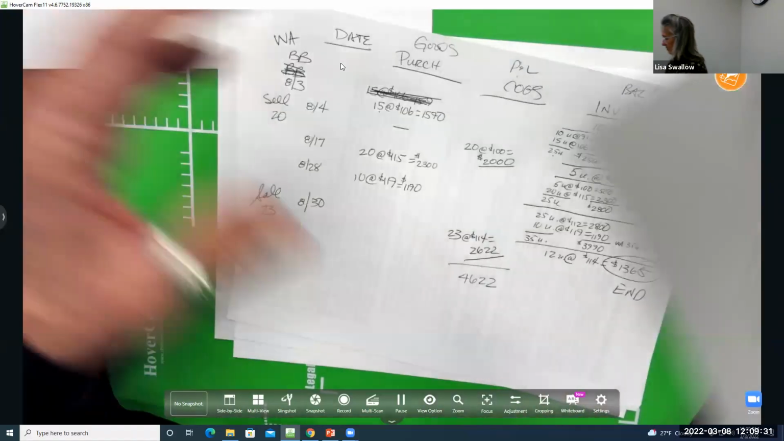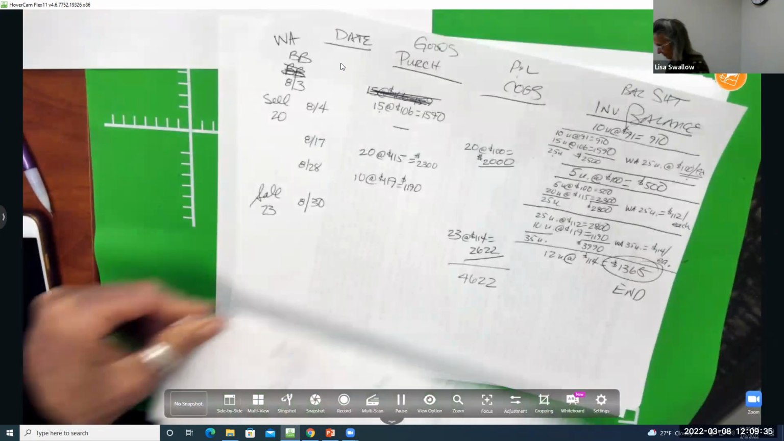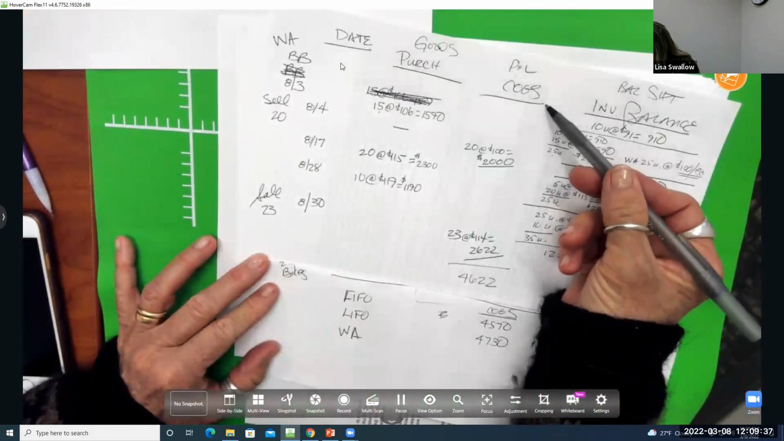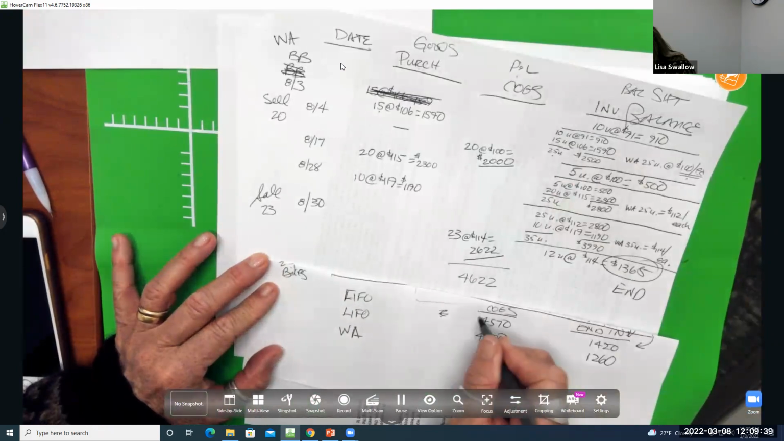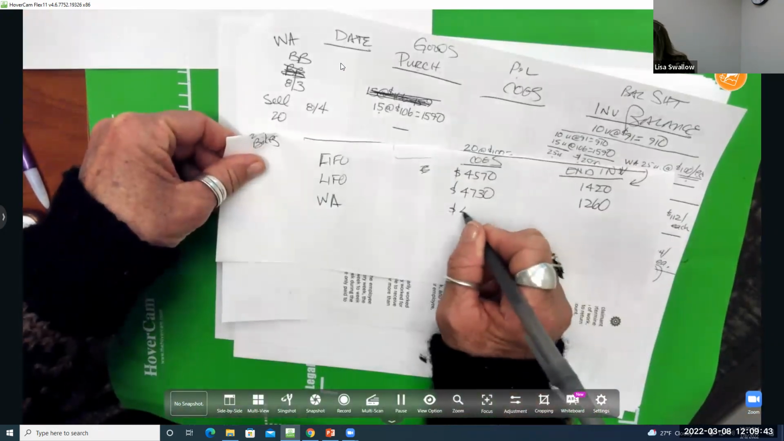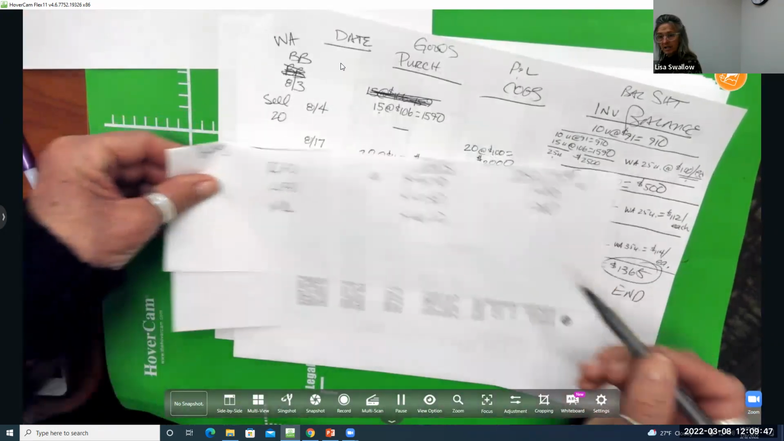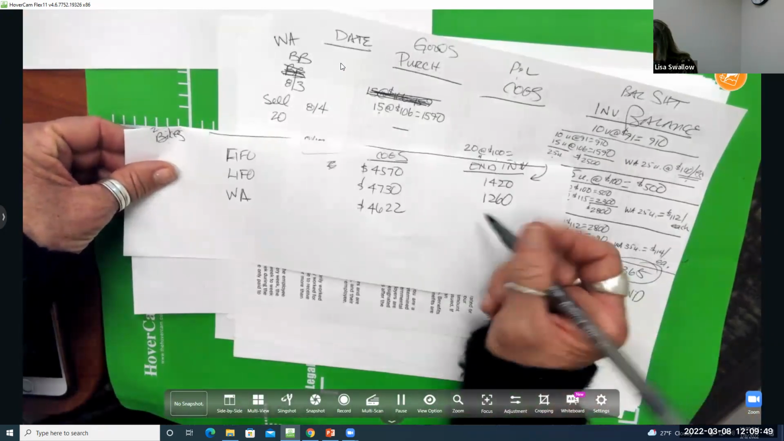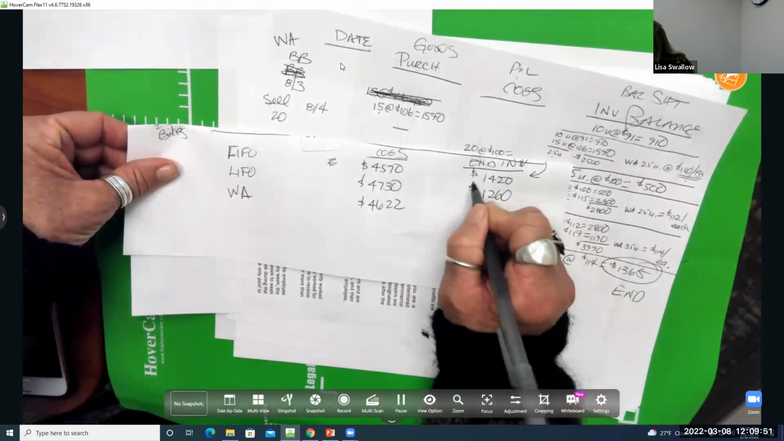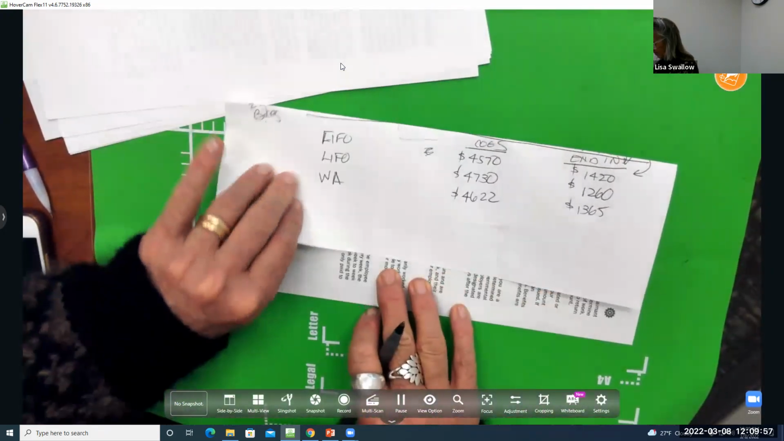So let's take this back to my original chart. My cost of goods sold, just like I promised, right in between FIFO and LIFO. You can always check your own work. And my ending inventory, 1365. Between the two numbers, you can always check your own work.